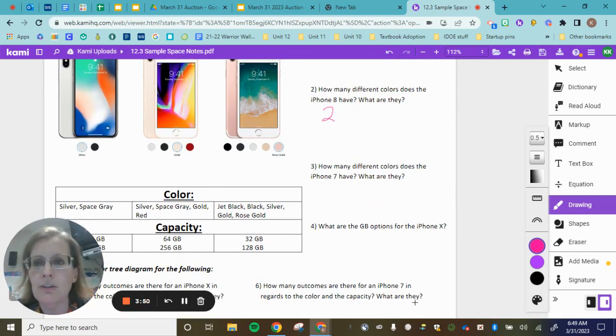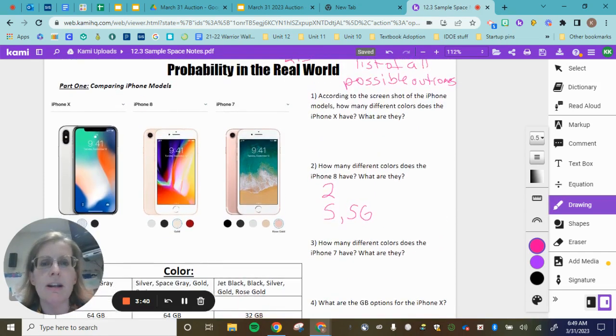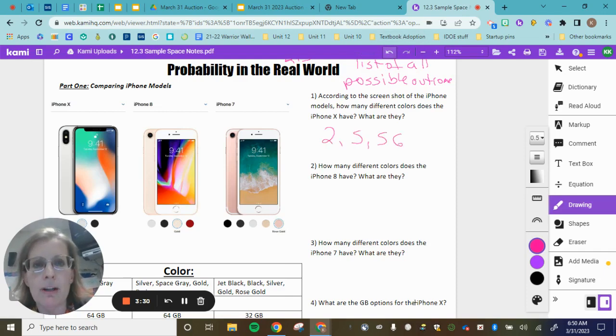2, and you don't have to write out the whole thing. You can write out S and SG for silver and space gray. Oh, I missed one. Oh, and I just wrote it in the wrong spot. Sorry, I'm messing up all over the place here. Give me 1 second. So this one has 2, and it's silver and space gray.